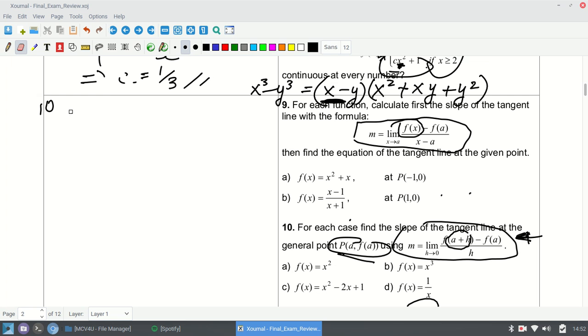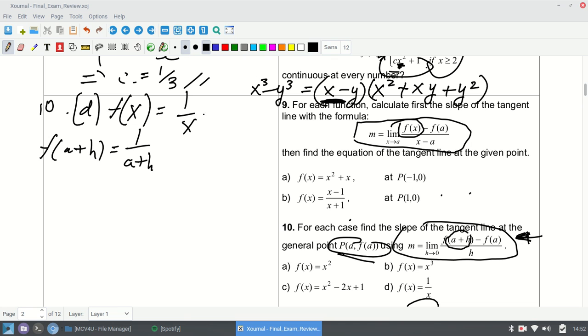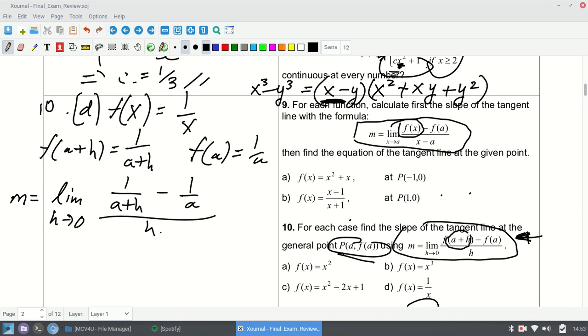Always been a fan. Okay, so 10d, f of x equals 1 over x. It's saying take the input and do 1 over that. So f of a plus h has to be 1 over a plus h, because a plus h is the input. f of a should be 1 over a then. So easy peasy. We just do m equals limit as h approaches 0 of 1 over a plus h minus 1 over a, all over h.